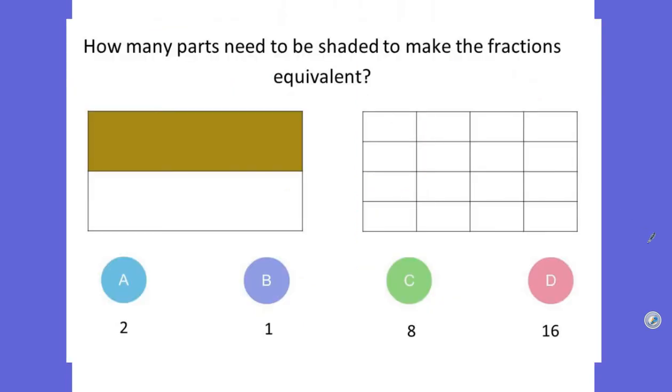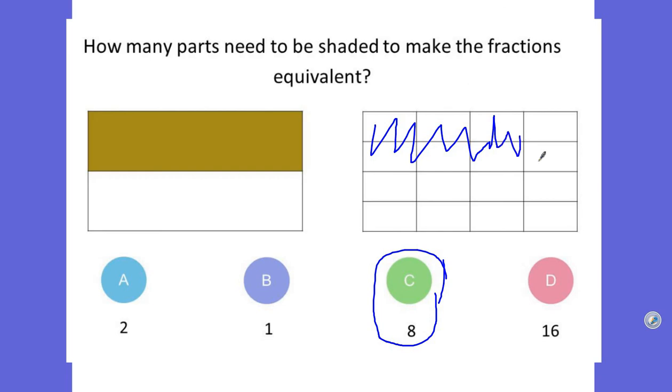Okay, pause the video for a minute and answer this question for me. How many parts need to be shaded to make the fractions equivalent? Is it A, is it B, is it C, or is it D? Pause the video and have a think. Okay, the answer I was looking for is 8. To make these fractions equivalent, I need to shade in 8 of those boxes.